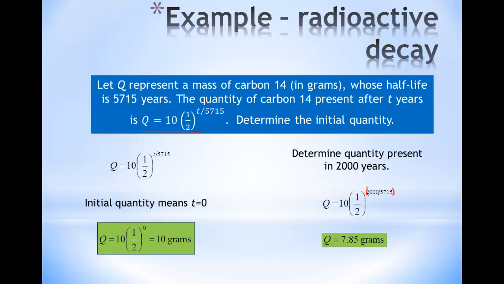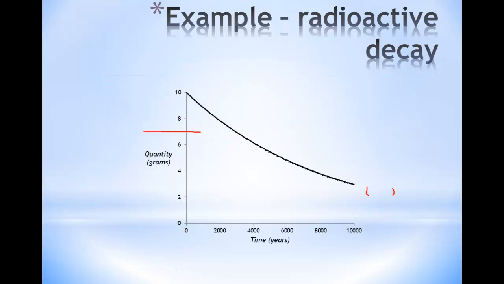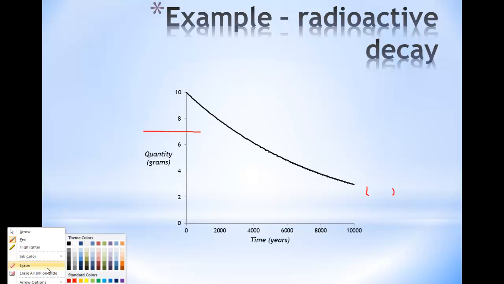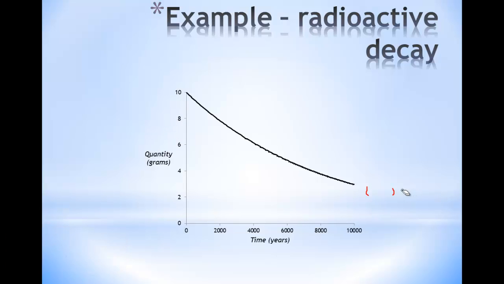Okay, here's a graph of what that half-life equation was for carbon-14. All right, you can see that I'm going to decrease, and as I go all the way, if I kept going in time, I'm going to approach the horizontal asymptote, which is the x-axis.